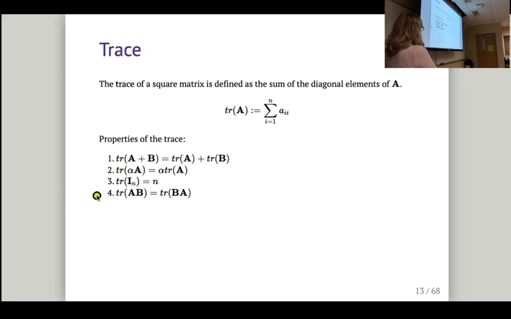The trace of the identity matrix: this identity matrix has ones on the diagonal, zeros everywhere else. So the trace of the n by n identity matrix should just be n. And then finally, the trace is invariant to multiplication order. So the trace of A times B is the same as the trace of B times A.